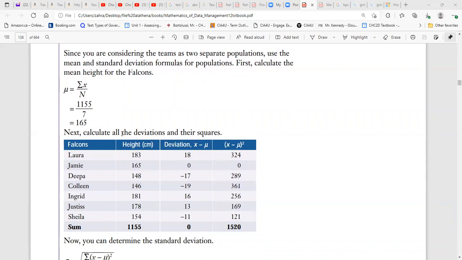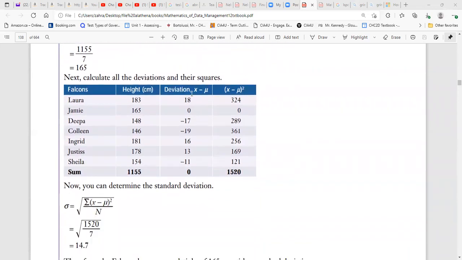So 165 is mu. So here is x minus mu. 183 minus 165 is 18. 165 minus 165 is 0. 148 minus 165 is negative 17. So you do this for all of the data to find x minus mu. And then x minus mu power 2, you simply square. 18 to the power 2 is 324, 0 power 2 is 0, 17 power 2 is 289, and so on, we square.